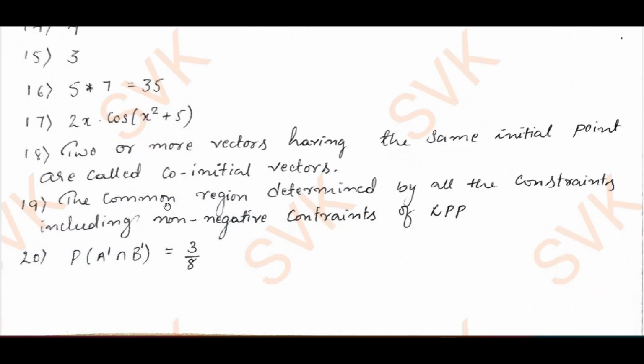18th one, definition of co-initial vectors: two or more vectors having the same initial point are called co-initial vectors. The 19th one, the common region determined by all the constraints including non-negative constraints of LPP. 20th is on probability. Probability of A dash intersection B dash is equal to 3/8.